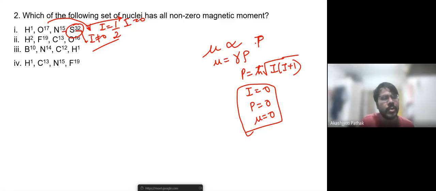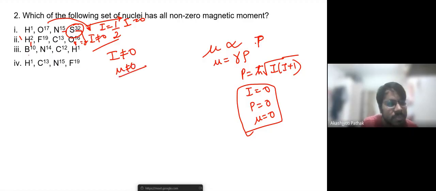Now moving to the second option. 2H, H2, has atomic number 1 and a spin quantum number of 1, so this is NMR active, and mu is not 0. F19 has a spin quantum number half. C13 has spin quantum number half, but O16, with atomic number 8, has a spin quantum number 0. Now you want an option where all the nuclei have I not equal to 0, or mu not equal to 0.